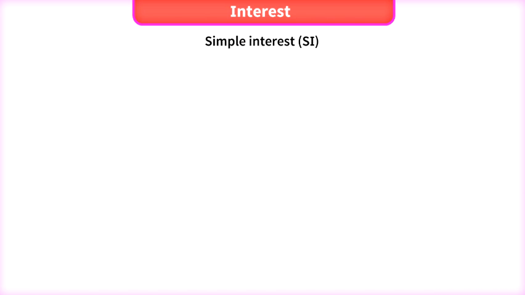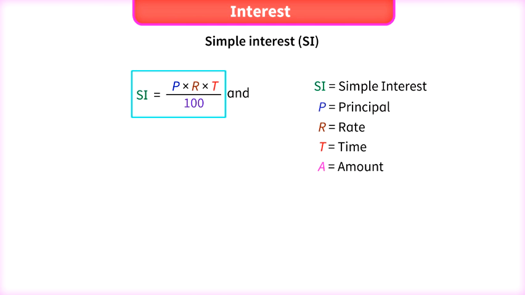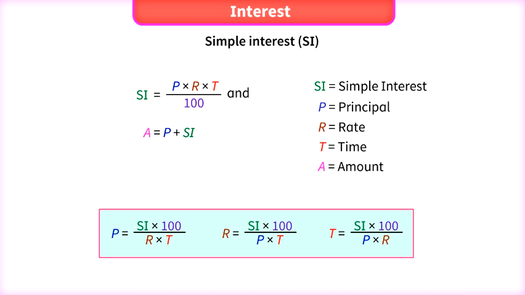Let us first study about simple interest, which is simply denoted by SI. Simple interest is calculated only on the principal amount of a loan. The formula to calculate simple interest is given below. SI is equal to P into R into T by 100, and amount is the sum of principal and simple interest. We can arrange the equation in different ways as shown here.